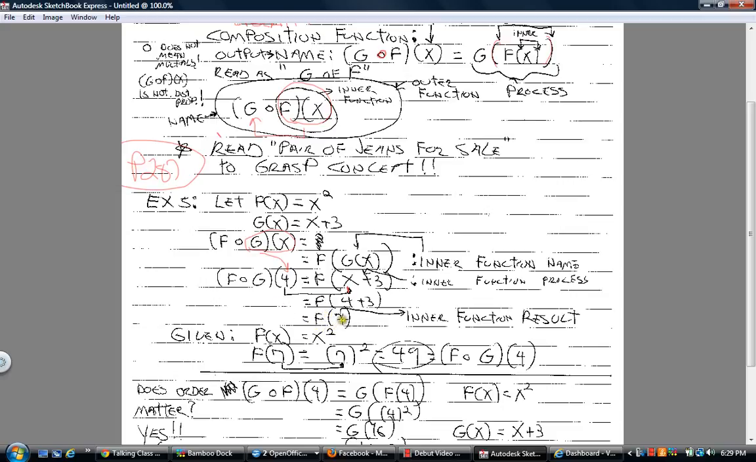Now you're going to take that 7. That's the result of the inner function. You now take it and put it into the outer function, f of x, and you're going to substitute 7 in for x squared. So 7 squared is 49, and that's your answer. The final output is 49. So f composition of g relative to 4, the final result is 49. Think of that double sale that we talked about before in the jeans.